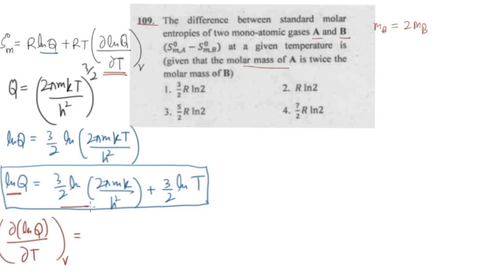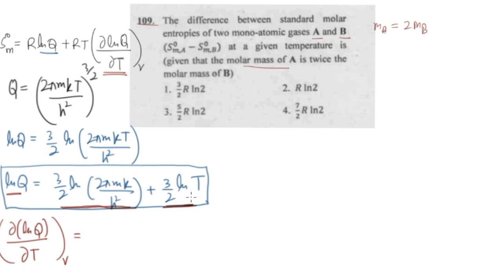See, this particular whole part is actually constant. Why? Because your 2 pi is a constant, mass is not a function of temperature, k is the Boltzmann constant, h is the Planck constant, so everything is a constant. If you differentiate that with respect to T, you will get 0. So this particular whole term will become 0. The only term which will be left out is 3 by 2 ln T.